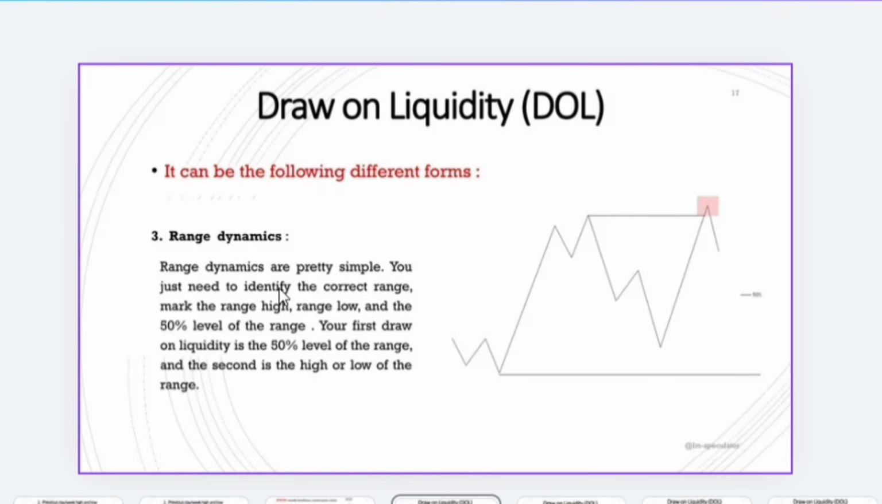So what do I say here? I say that these range dynamics are pretty simple. Very simple. You just need to identify the correct range, mark the high of this particular range, and mark the low. The 50% is your draw in liquidity. If price sweeps above it, we are targeting the 50% and below of it. If price sweeps below it, we are targeting the high of it. As simple as that. Just mark your Asian high and Asian low. You can just mark it and wait for the first sweep above or the first sweep below. Anyone. You understand?